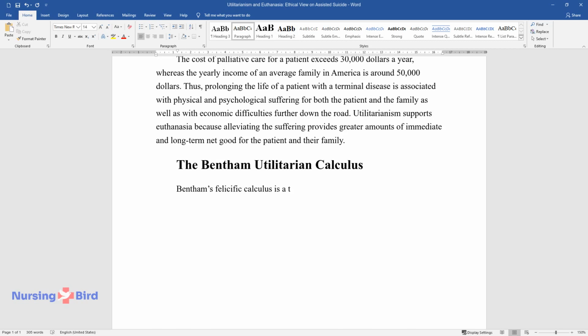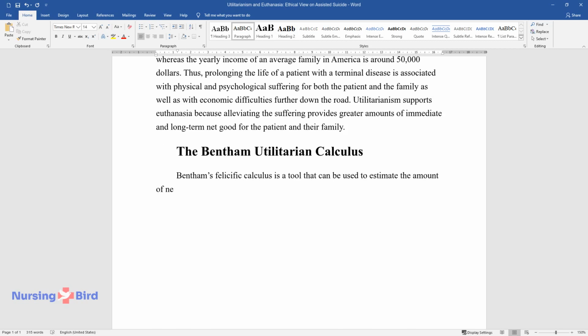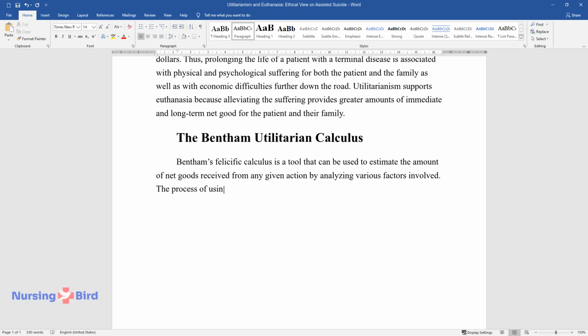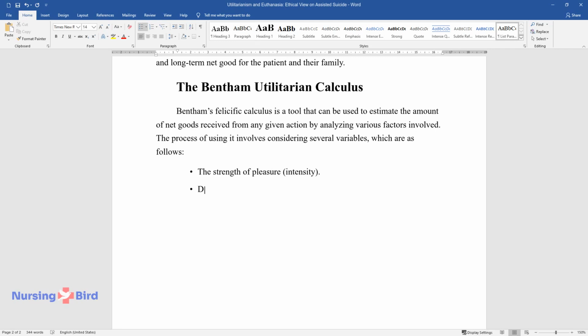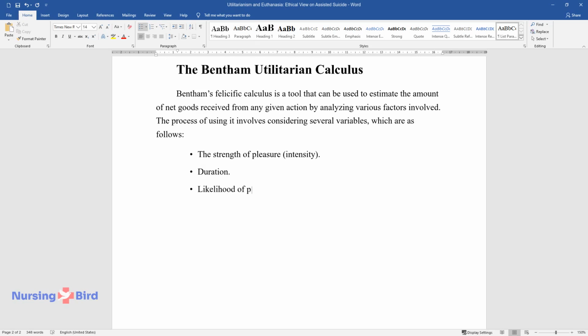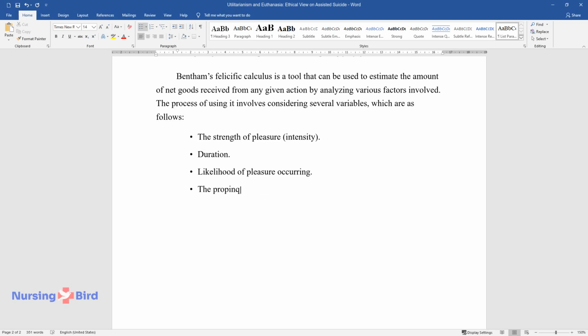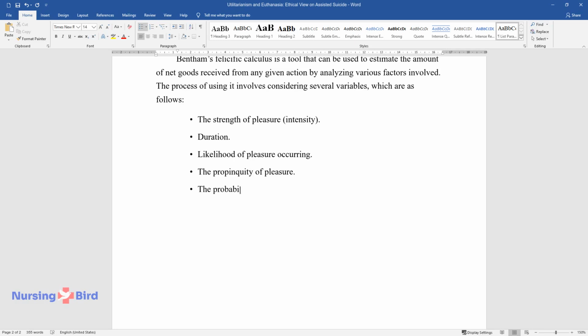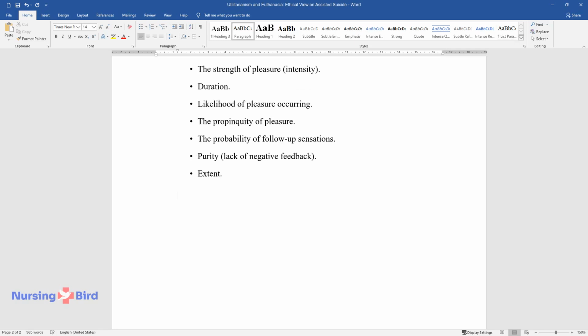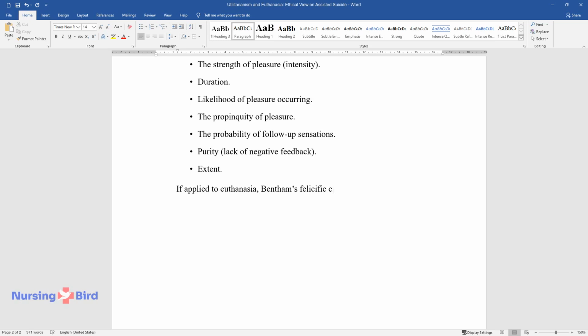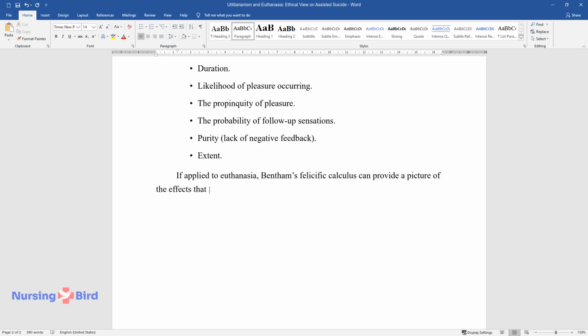Bentham's felicific calculus is a tool that can be used to estimate the amount of net goods received from any given action by analyzing various factors involved. The process of using it involves considering several variables, which are as follows: the strength of pleasure, intensity, duration, likelihood of pleasure occurring, the propinquity of pleasure, the probability of follow-up sensations, purity, lack of negative feedback, extent.